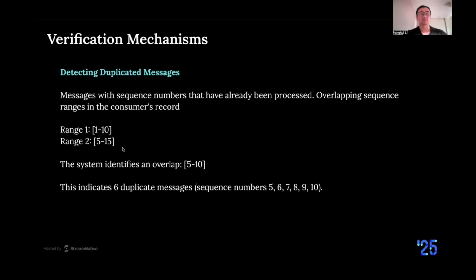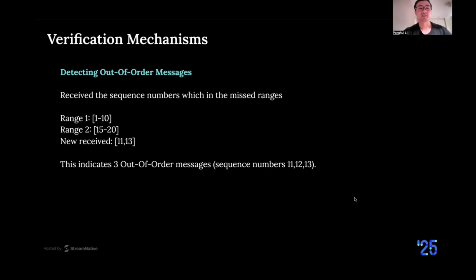And the second one is how to detect duplicated messages. Compared to the message loss case, it's very simple. Message loss is a gap between the ranges, and for duplicated messages, the two ranges overlap. For example, the first range is from 1 to 10, and the second range is from 5 to 15. So we can identify there is an overlap from 5 to 10, which means the consumer has received 6 duplicated messages.